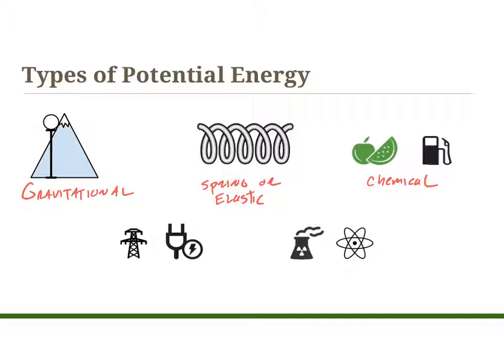Another type of potential energy is electrical. And electrical potential energy we might keep track of like in a battery. So if you have a battery sitting on a table and it's fully charged, it has potential energy in it, but it hasn't done anything yet. And then the other type that we're going to keep track of is atomic energy. And that's simply going to be talking about the energy of the parts that make up atoms. And we'll get more involved in that a little bit later.